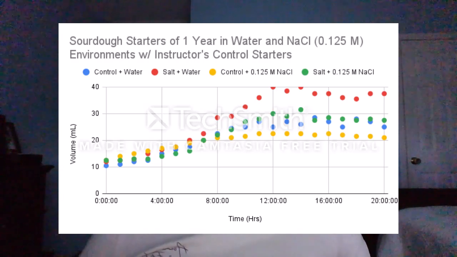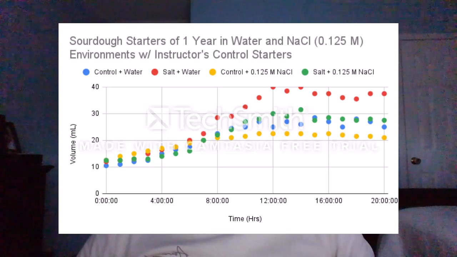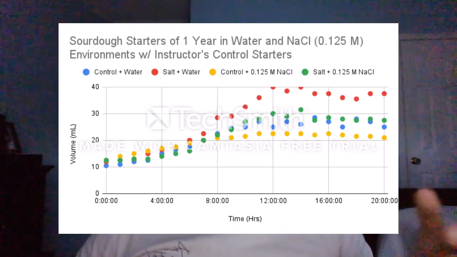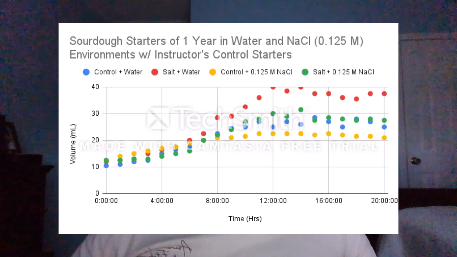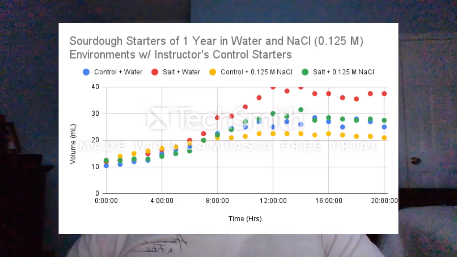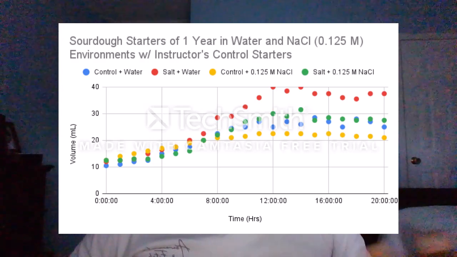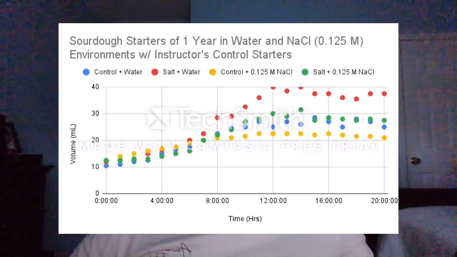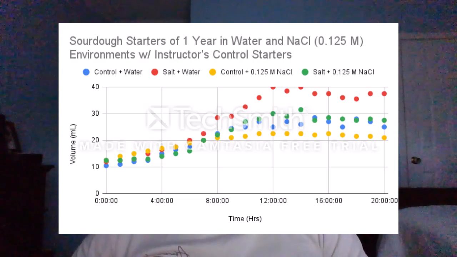It's important to note our instructor's salt sample, which is labeled in red, and its abnormally large growth. This could imply that after living in harsh conditions for so long, it held back so much production until a fresh wave of energy was introduced, in this case a favorable environment such as plain water.